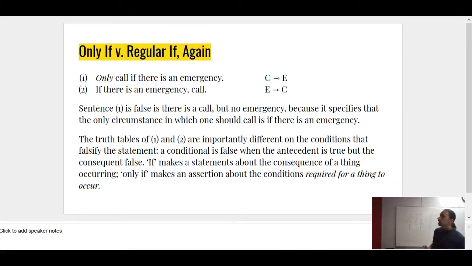However, if I say only if, I'm making an assertion about the conditions required for something to happen. Only call if there's an emergency. Why would I say that? I'm saying a condition required for calling to happen is an emergency. So if I'm calling, you know there's an emergency. That's what I can deduce from it. So I would say, if calling, then there's an emergency, as opposed to if emergency, then call, because I could call for another reason.